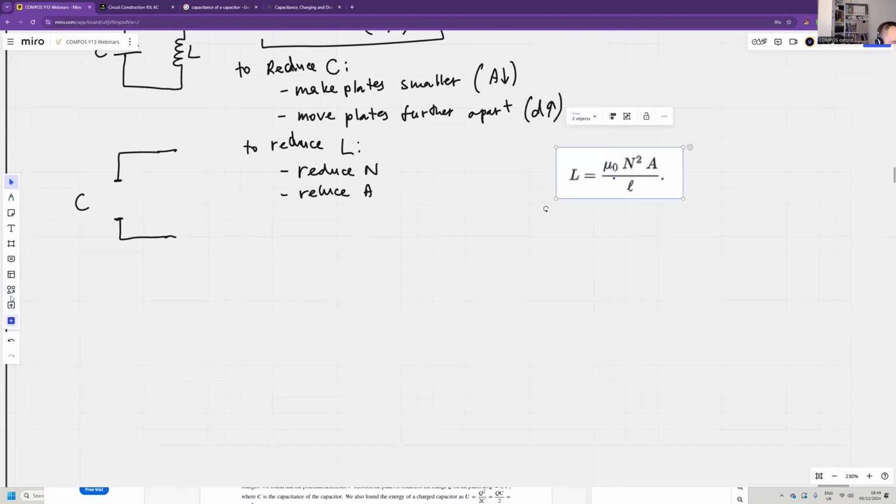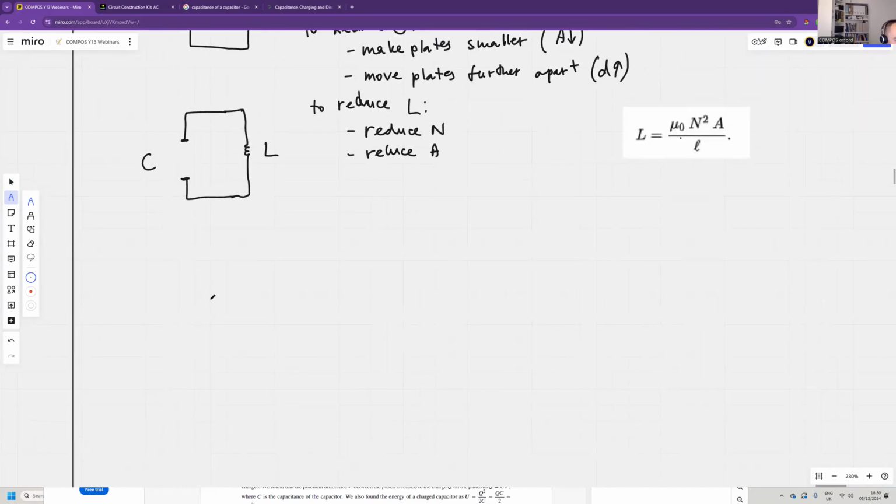Reduce N, reduce A, and increase length. That's weird. Well, let's not worry about increasing the length yet. Technically, you need to increase the length, but you'll see that it's really not important in this exercise. But yeah, reduce N, so we get fewer loops, and we make the loops smaller.